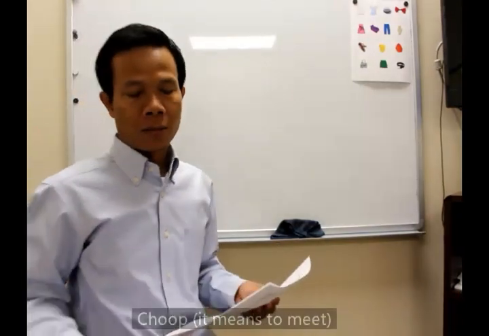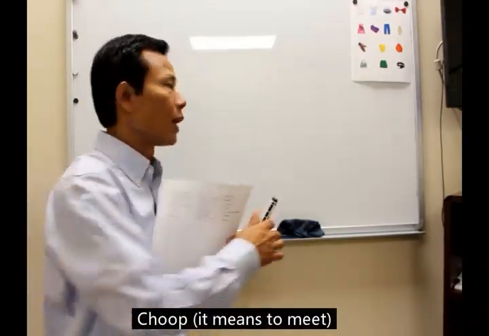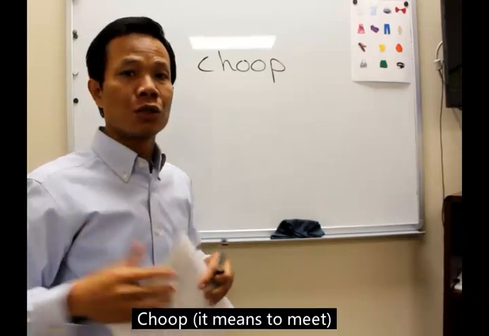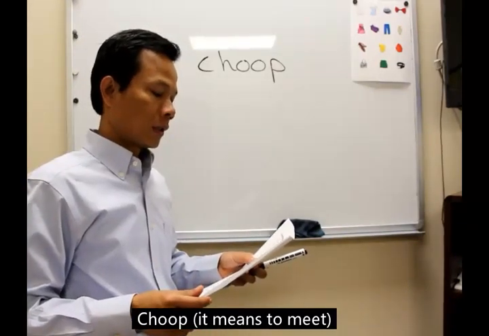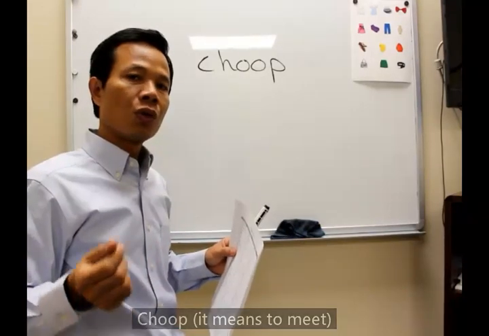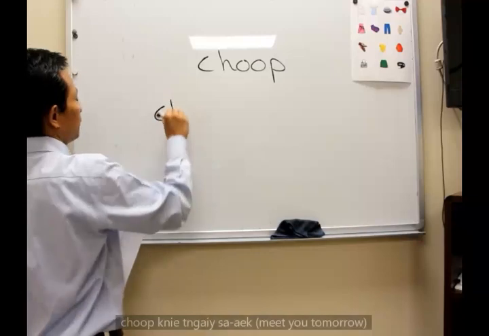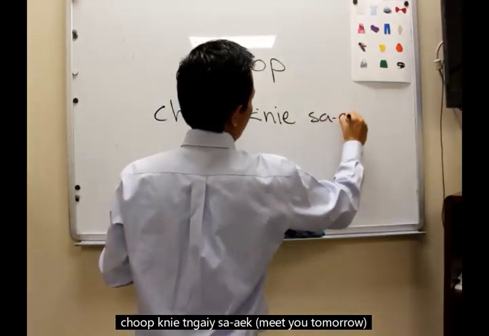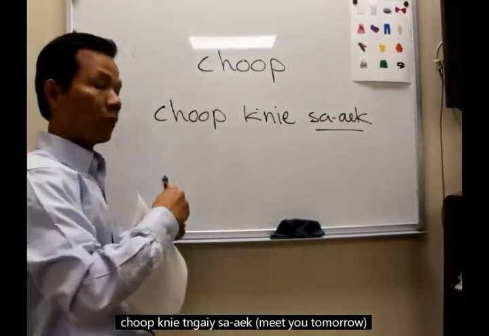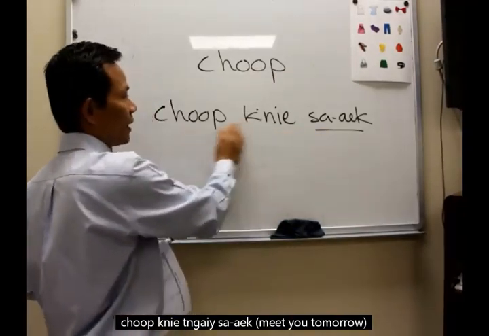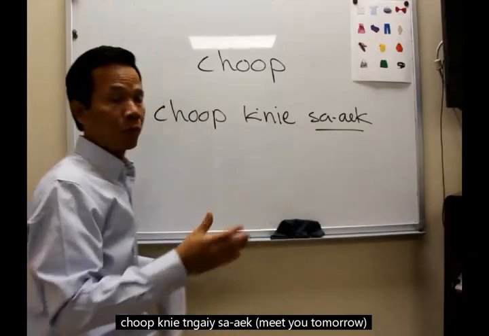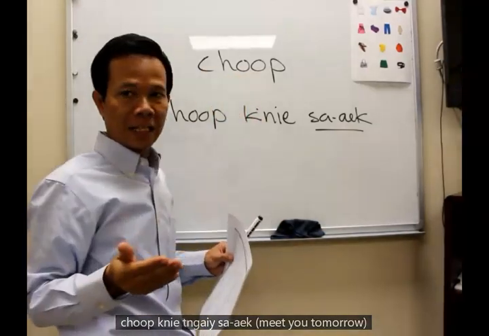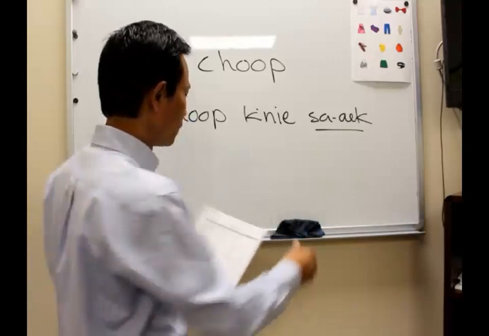To meet, in Khmer we say chup. To meet, chup. So you can say see you tomorrow, chup khnia sai. Chup is to meet, khnia is each other, and sai is tomorrow. So chup khnia sai. To meet, in this case, to meet or to see. Meet you tomorrow, I mean see you tomorrow. Chup.